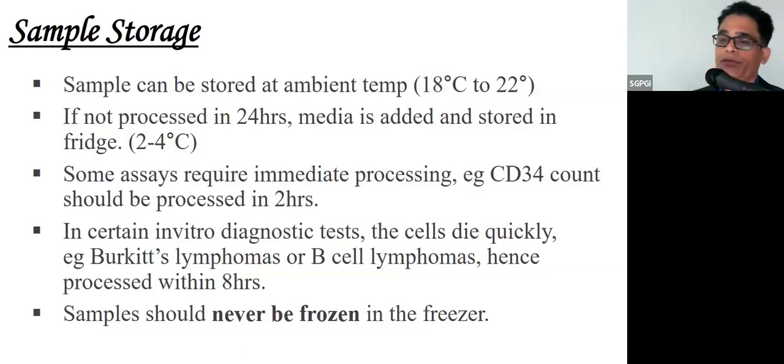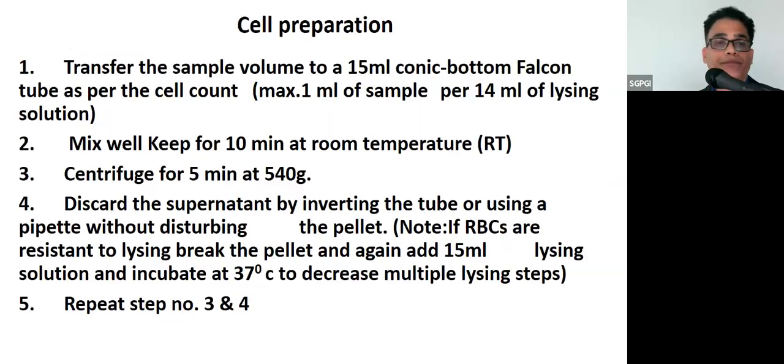Some assays require immediate processing; for example, CD34 count should be processed within 2 hours and reported within 4 hours, because the patient is waiting for the CD34 count to expedite the harvest as well as the patient's transfusion. Certain diagnoses, like B-cell Burkitt's lymphoma, where cells die quickly, probably because of proliferation, have to be processed quickly without delay. A sample should never be frozen in the freezer in the context of flow cytometry.